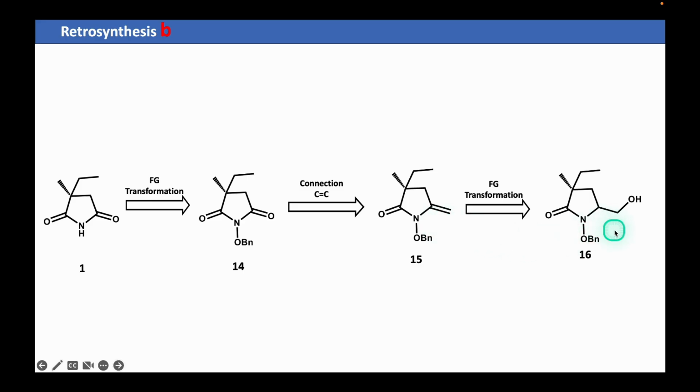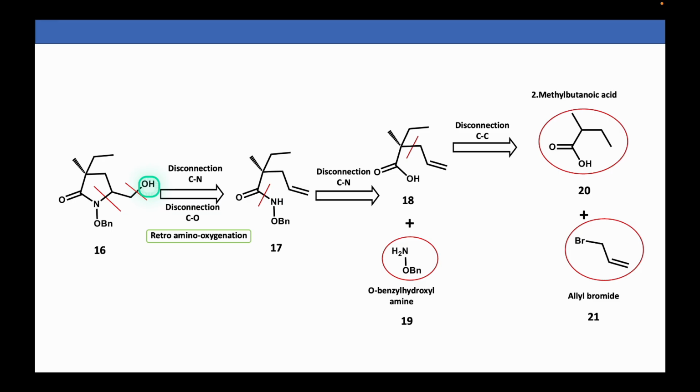The neighboring relationship between the hydroxyl and nitrogen suggests for its formation an amino-oxygenation of the double bond in 17, arising from two disconnections, one carbon-nitrogen that opens the heterocycle, and another carbon-oxygen. A carbon-nitrogen disconnection based on an amidation reaction yields carboxylic acid 18 and the O-benzyl hydroxylamine 19 as raw material.